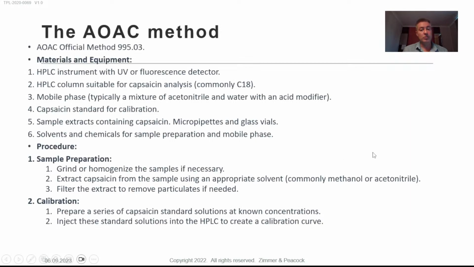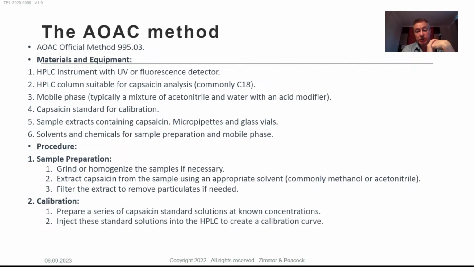If you follow the AOAC method for HPLC, you can see why this is not such a great system. The HPLC itself is expensive. It has expensive columns. It's using acetonitrile and water, for example. Acetonitrile is an organic solvent and quite toxic. When they do the sample preparation for HPLC, they grind or homogenize the sample, and they say if necessary.